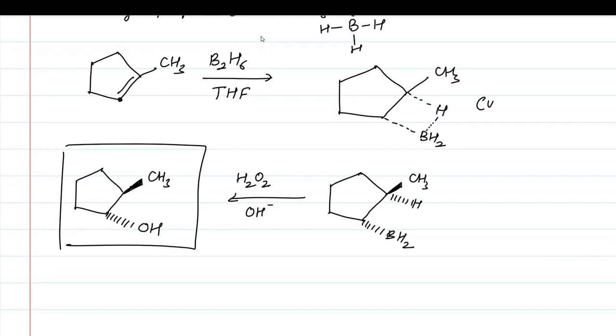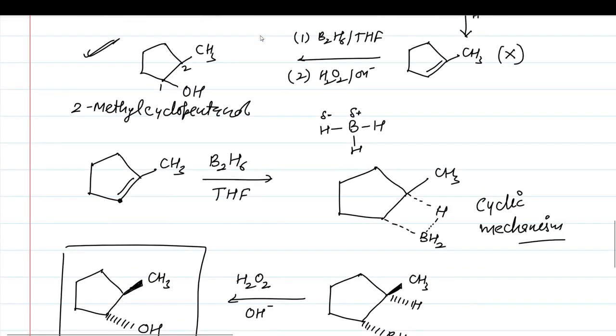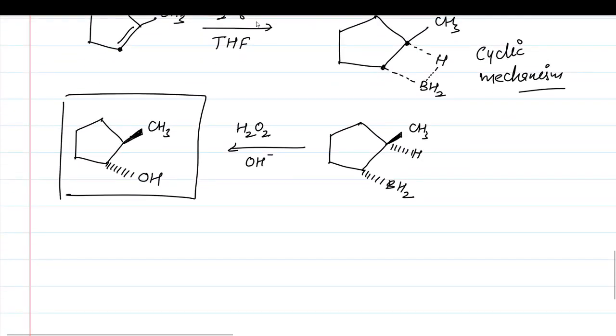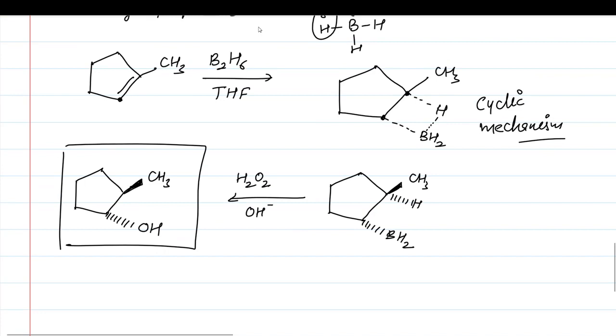This is a cyclic mechanism, okay. H and BH2 are attached on the same side, and the Markovnikov rule is followed. The negative part is attached to that carbon which has the lesser number of hydrogens, and BH2 is the positive part, so it goes on the other side, but BH2 is then replaced by OH. Okay, so it seems like anti-Markovnikov addition of water, but nowhere is the Markovnikov rule violated. Hydroboration oxidation is actually following the Markovnikov rule.